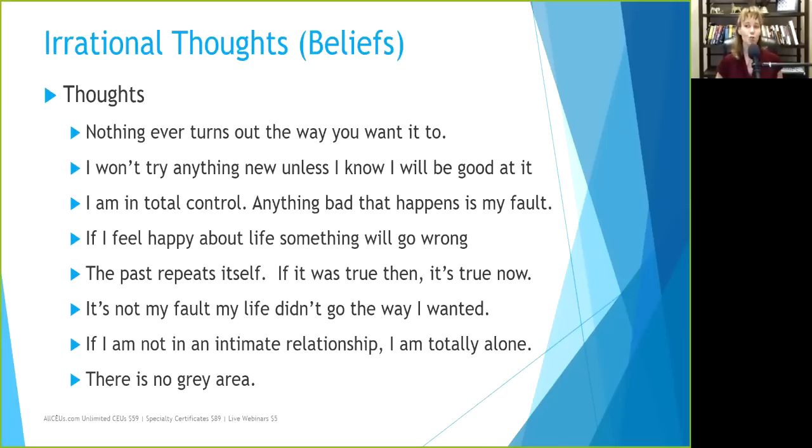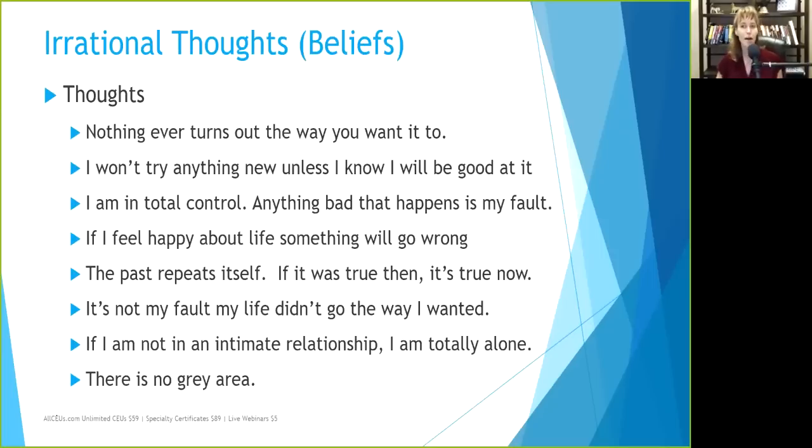I am in total control. Anything bad that happens is my fault. Well, that's egocentric and personal. If they think they're in total control, that's their perception of how the world is. They think they've got everybody on marionette strings, and that anything bad in the world that happens is their fault. How powerful are they?